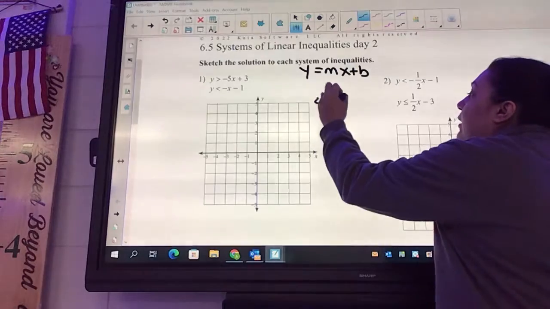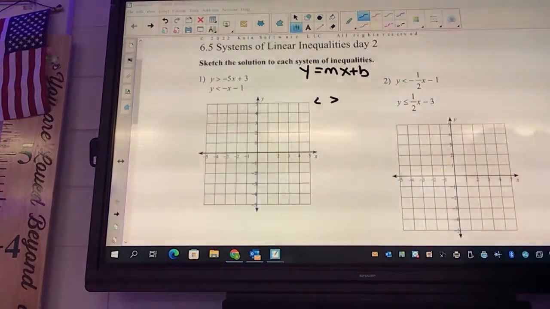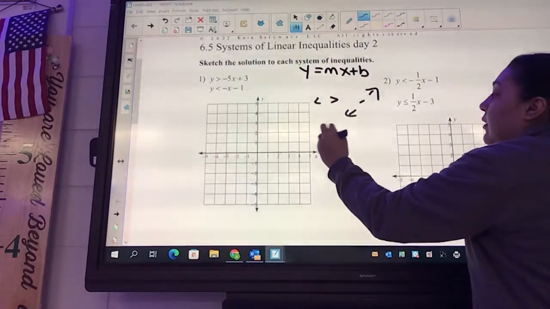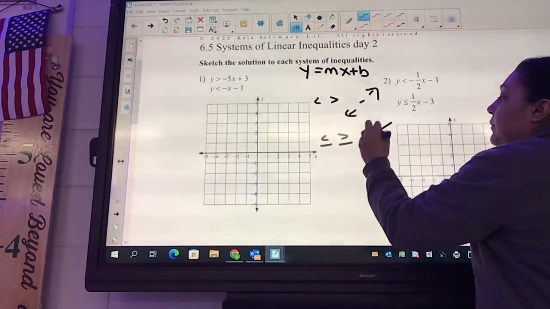Okay, what kind of line is that? It's a dotted line. And so then obviously this is a solid line.